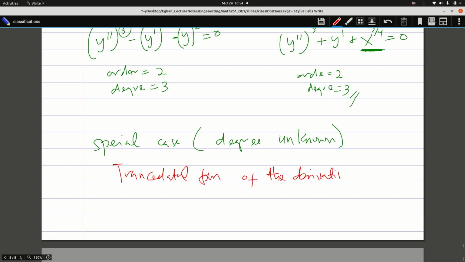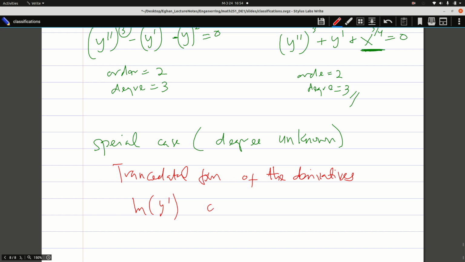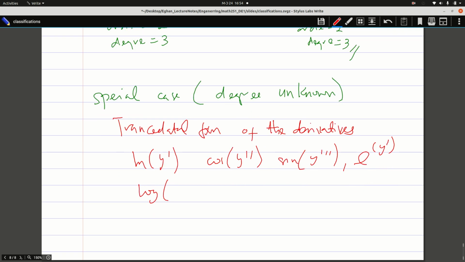So for example, I have ln of y prime, I have cos of, it can be the double prime, I have sine of the derivatives, I have exponential of the derivatives. These are transcendental functions. I can have the log of, let's say, y prime prime prime, and so on and so forth. These are the transcendental functions. In the case of such, the degree does not exist, but the order will be known.